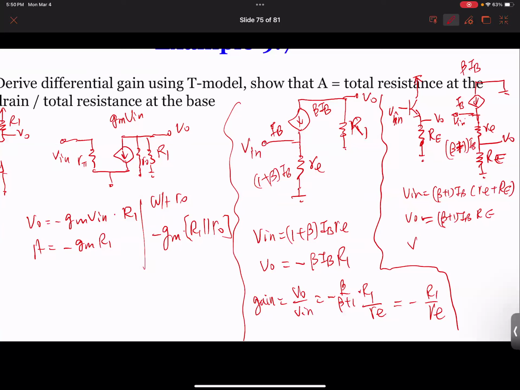And now you have your gain. Your gain is going to be your VO over your V in. And the 1 plus beta IB cancel. So you get RE over RE plus re. And remember, this small re is a small value. It's typically like a few hundred or a few tens of ohms. But the capital RE is in the kilo ohms. So therefore, that's why this is approximately 1.